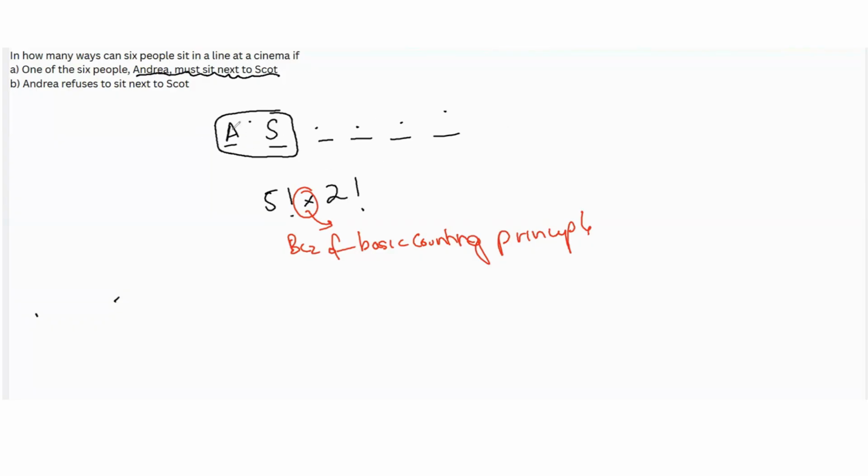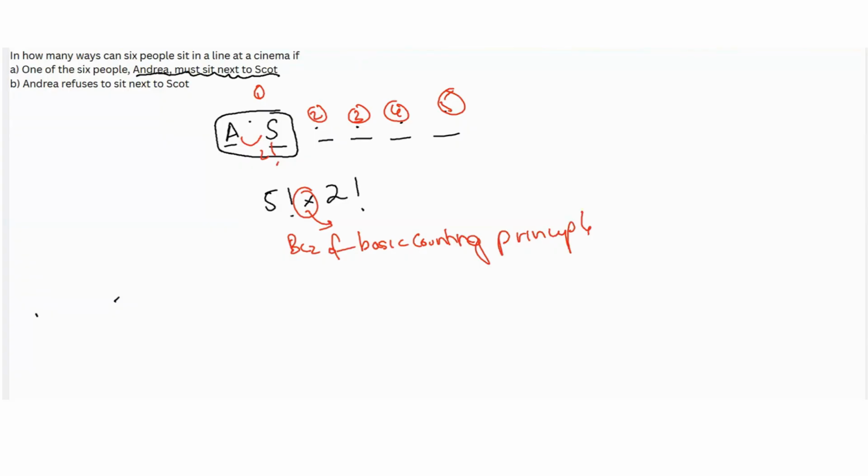So this is how we would do this. Because Andrea has to sit next to Scott, we just lump them together, and now they have to move together, right? So you have a total of 5 slots, 1, 2, 3, 4, 5: one of Andrea and Scott, and the remaining four people. So this can be arranged in 5 factorial ways, and then you can arrange Andrea and Scott in 2 factorial ways, right? So the total number of ways you can see as 5 factorial into 2 factorial.